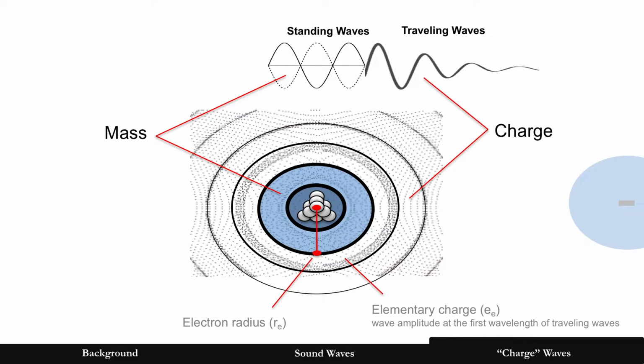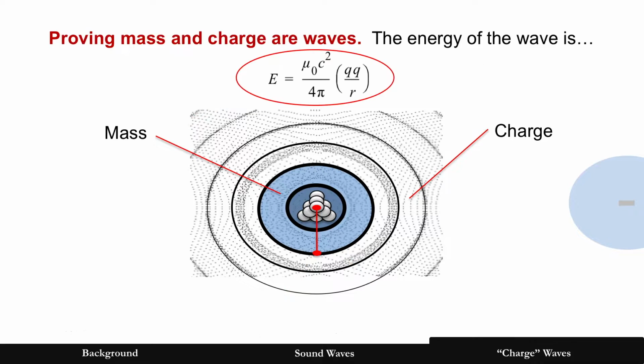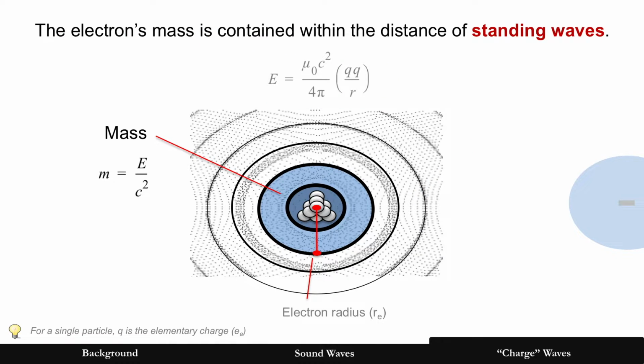All right, that's a bold statement. All right, how are we going to prove that? Well, start off with an energy equation. It's the energy of waves. Now, keep an eye on that equation. Let's first derive that to be mass. Now, Q in this case is going to be replaced by the elementary charge because we're talking about a single electron. Well, what is mass?